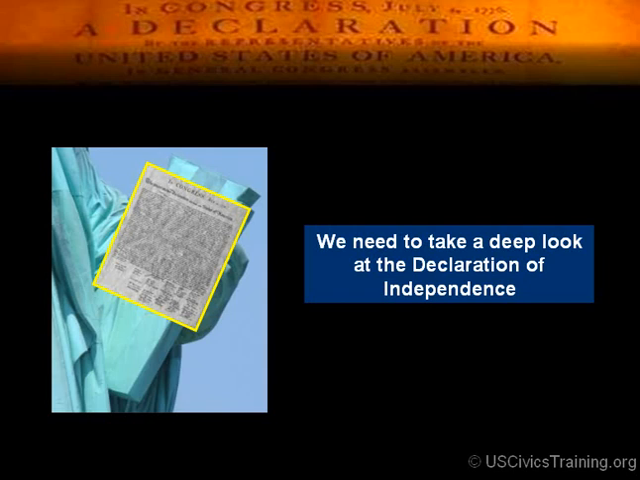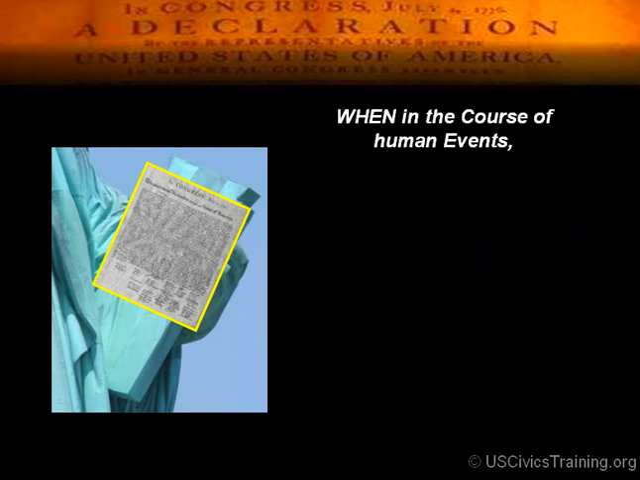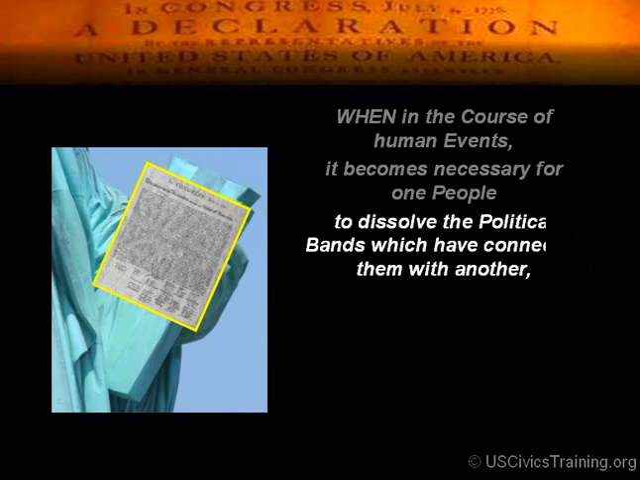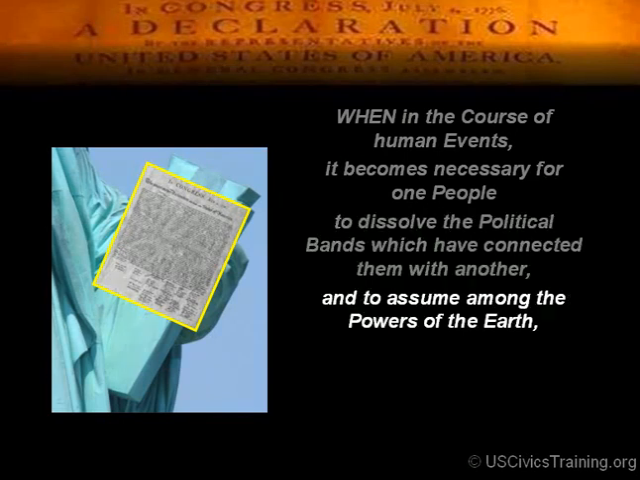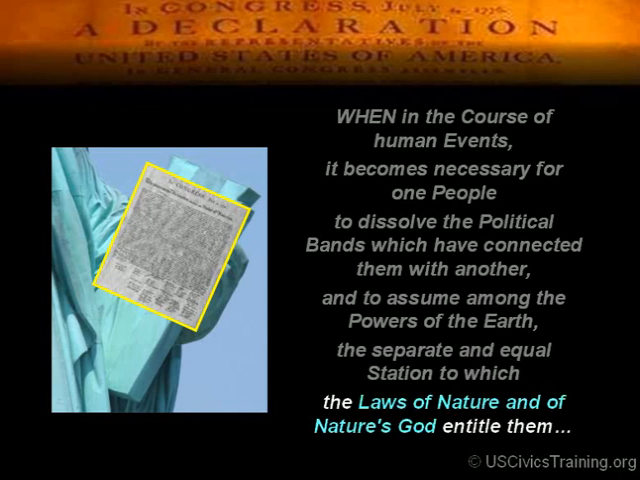So, with these five clues, we need to take a deeper look at the Declaration of Independence to understand what the Statue of Liberty stands for. The Declaration begins this way: "When in the course of human events it becomes necessary for one people to dissolve the political bands which have connected them with another, and to assume among the powers of the earth the separate and equal station to which the laws of nature and of nature's God entitle them."